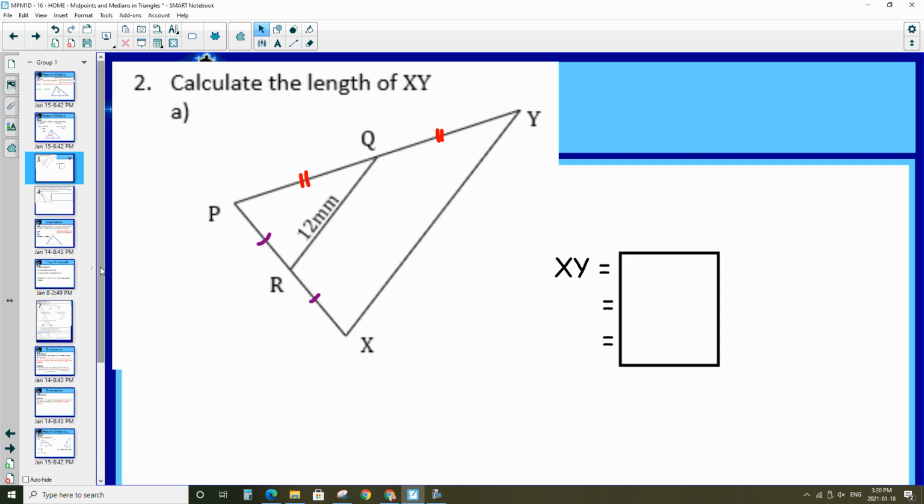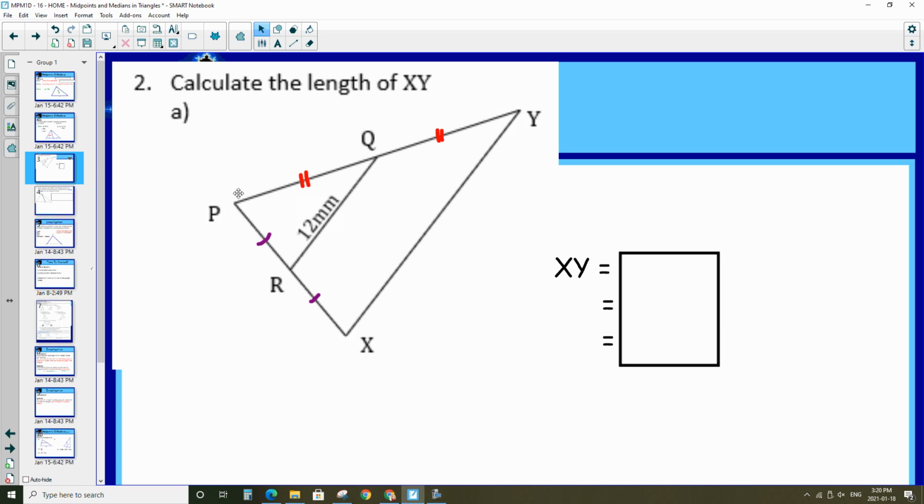The second example, calculate the length of X to Y. Okay, so another property, and you will discover this when you are doing your investigation. So normally you would do the investigation in class while I help you out, and then we would do this lesson. But because you're at home, I am flipping it. I'm going through the lesson first, and then you can try some of the investigation questions. So hopefully you will be okay doing it on your own.